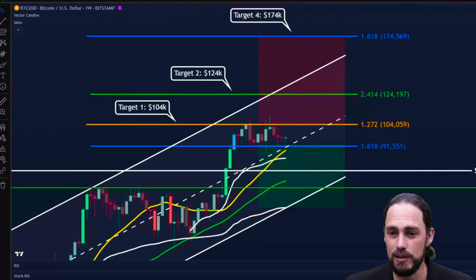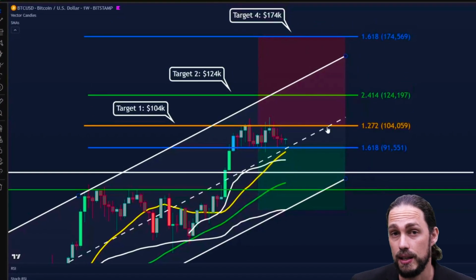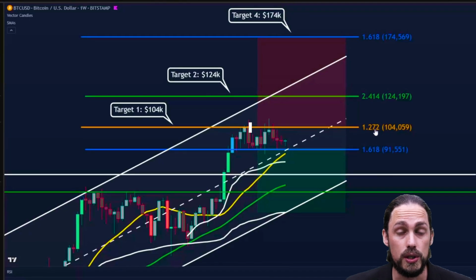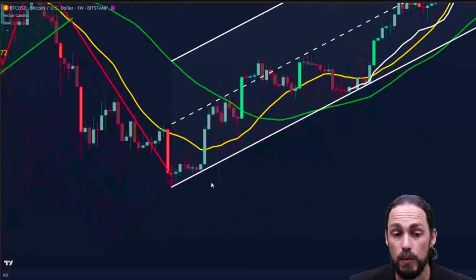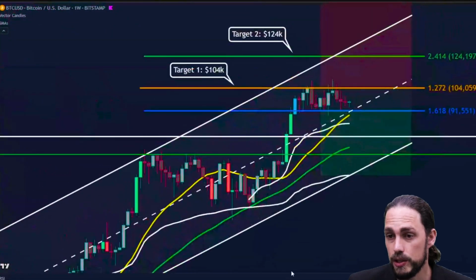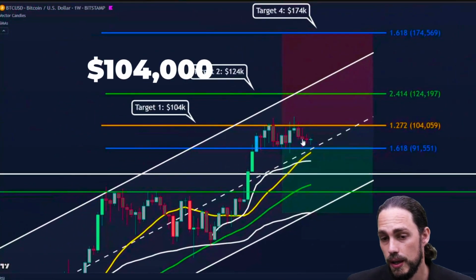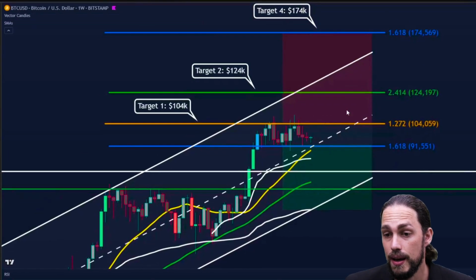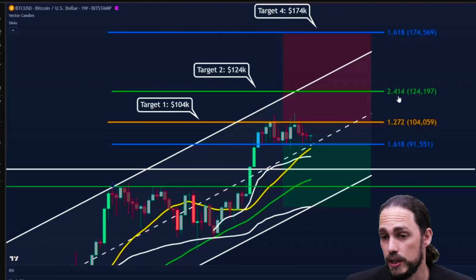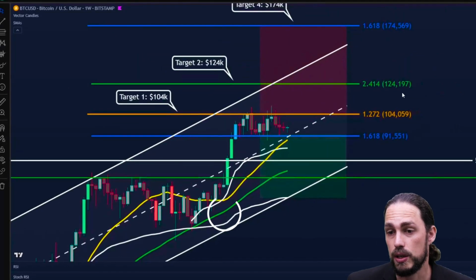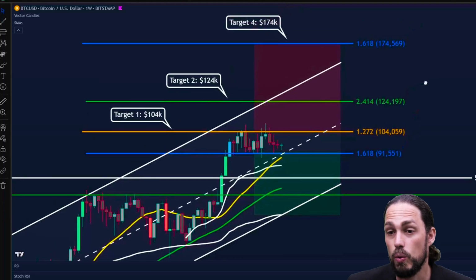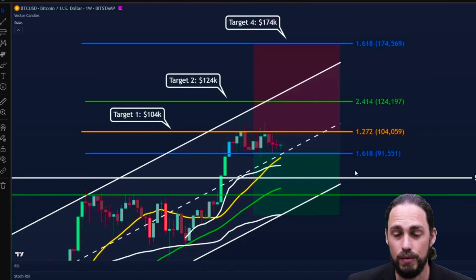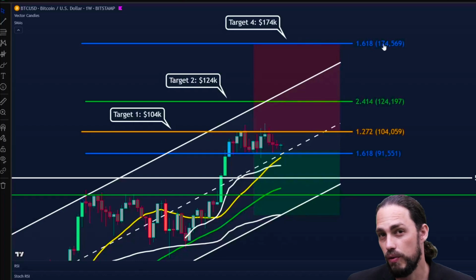Now, looking at our resistance areas here, we can see that obviously the next level of resistance will be this 1.272 Fibonacci extension, all the way from the previous bottom momentum that we printed, and that is currently sitting at $104,000. So I'm expecting resistance to re-enter here at roughly $104,000. The 2.414 Fibonacci extension from this pivot low over here is currently sitting at $124,000, and the 1.618 Fibonacci from the all-time low is sitting at $174,000. So these are all logical next levels of resistance that we can expect for Bitcoin.